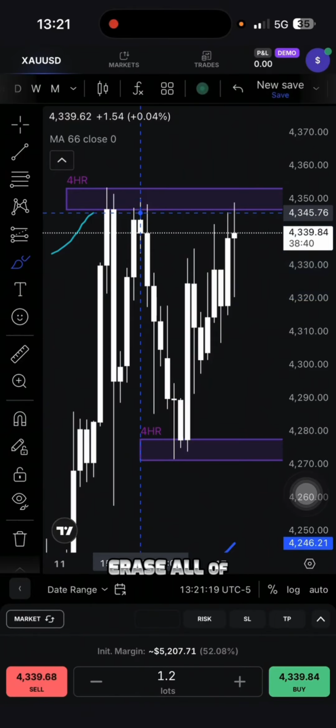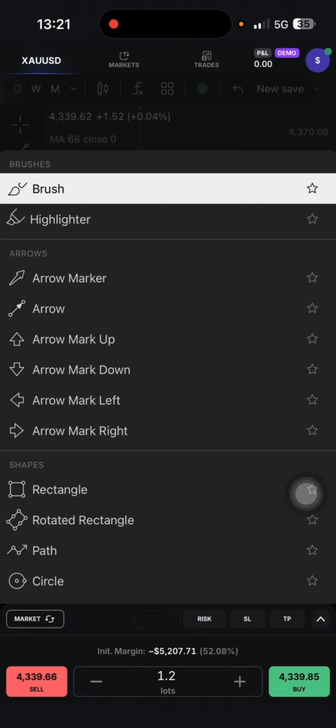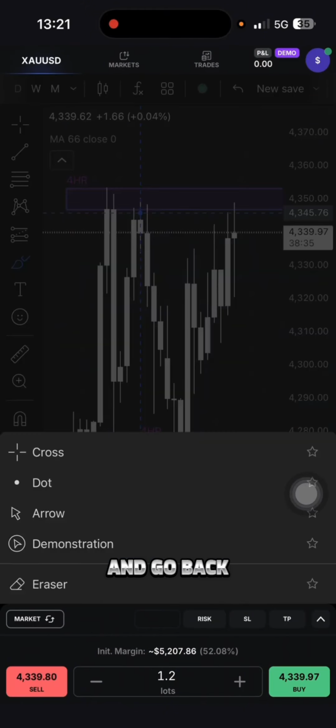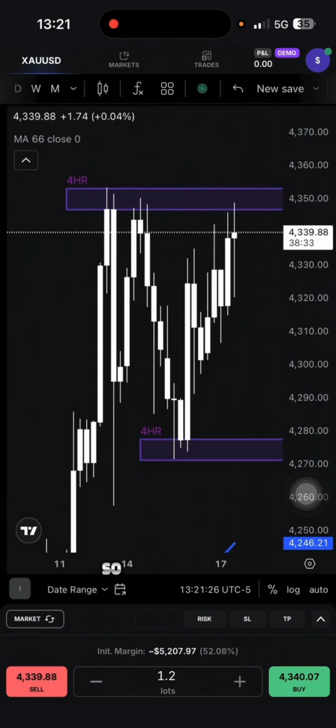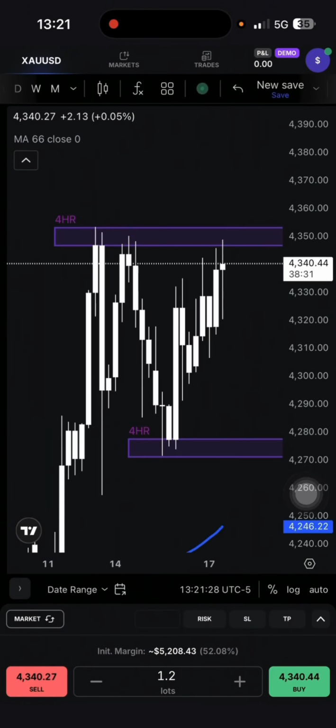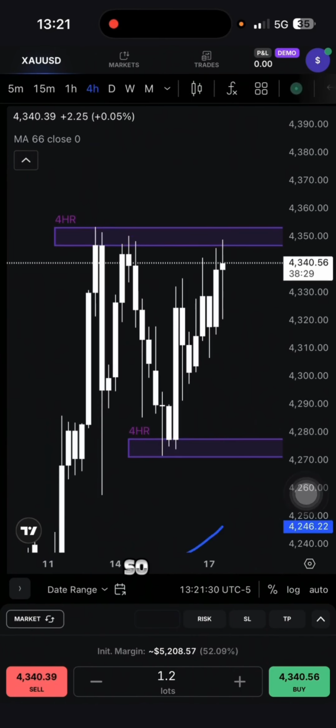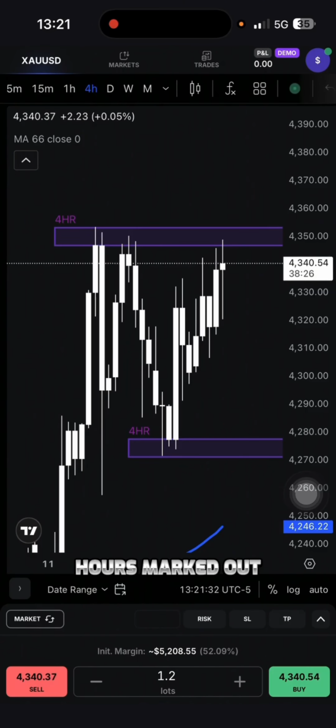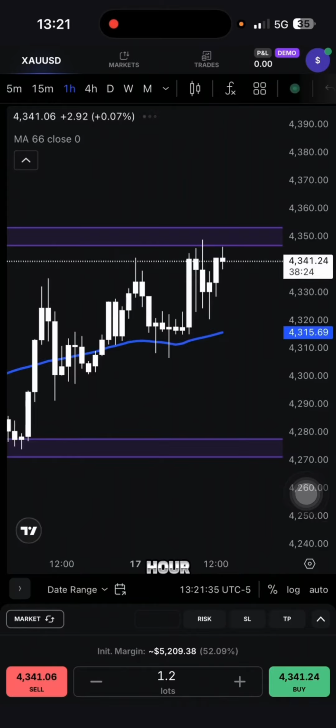So knowing that, I would mark out this zone as the high. Okay, let me erase all of that and go back to this. So boom. Once I got my 4 hours marked out, I'll go down to the 1 hour.